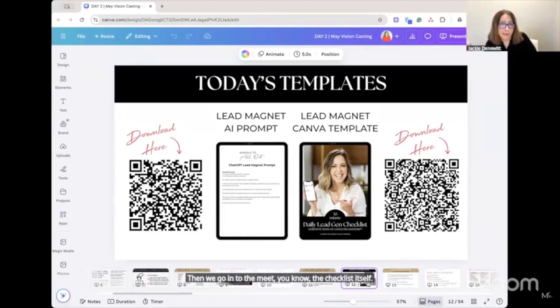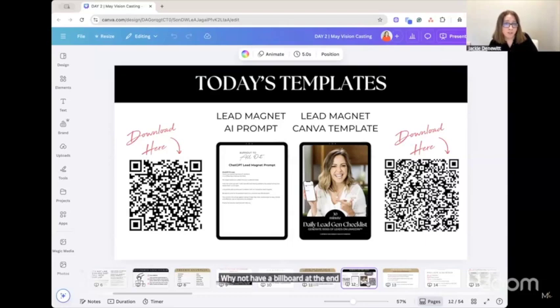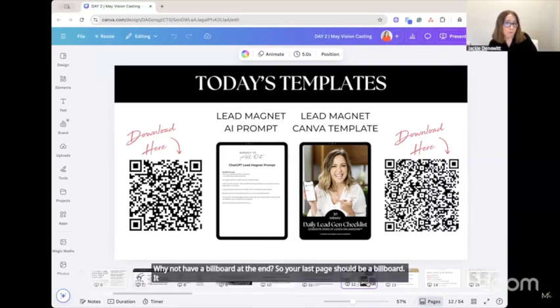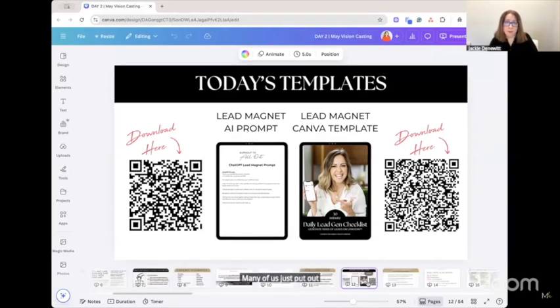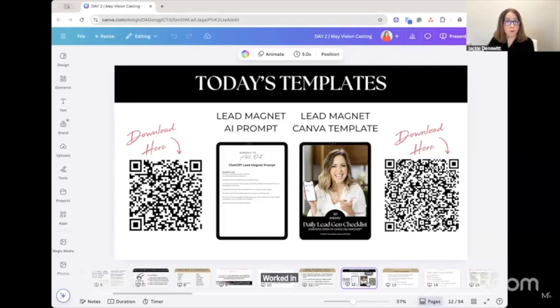And then the last page, I always tell people, if you're going to make a free thing for people, why not have a billboard at the end? So your last page should be a billboard. It should let people know more about you and understand what the next step would be. Many of us just put out a free guide or a recipe book or something like that. And at the end, it's like, okay, cool. What if I wanted more? What's next? Where do I even go? That's what we're talking about when we talk about customer journey. It's that flow, making sure that you have those strategic points worked in so that people know what the next steps are.